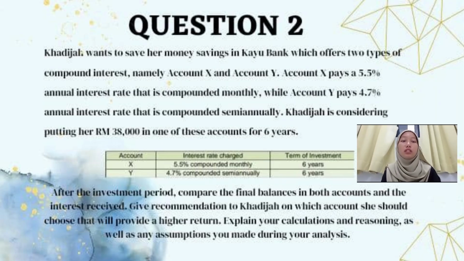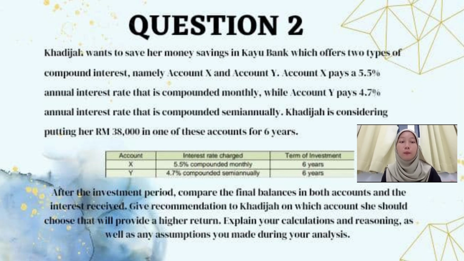So first I'm going to read out the question, and then I'm going to show you the solution that I have made. The question is, Khadija wants to save money in Kayu Bank, which offers 2 types of compound interest. In this question, we can know that it is about compound interest, because they already gave you the keyword, compound interest, namely account X and account Y. Account X pays 5.5% annual interest rate compounded monthly, while account Y pays 4.7% annual interest rate compounded annually.